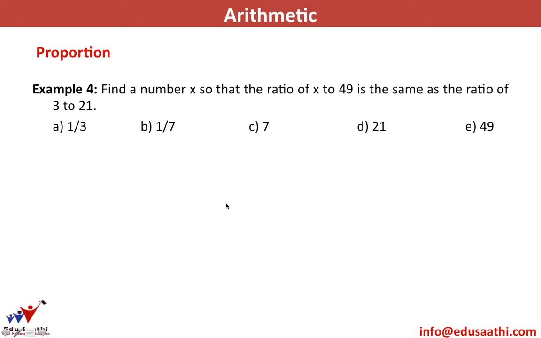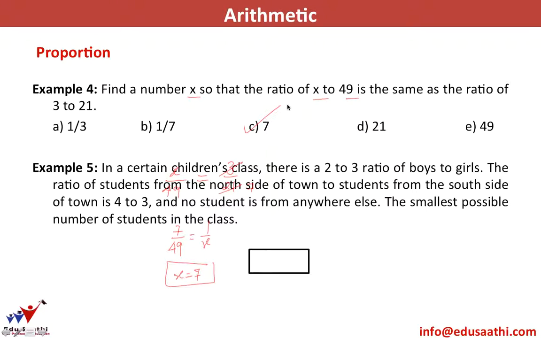Let's look at a question related to proportion. Find a number x so that the ratio of x to 49 is the same as the ratio of 3 to 21. So the numbers are in proportion. Very simple question, just solve: 3 sevens are 21. So I get 7 by 49 is equal to 1 by x, or x is equal to 7. That is the answer that I have for this question.